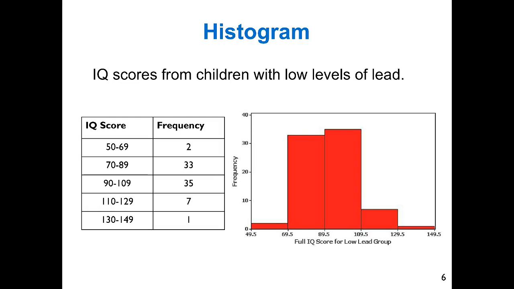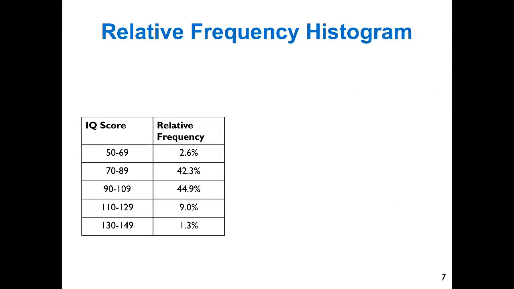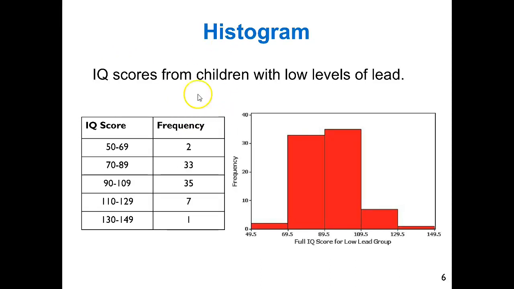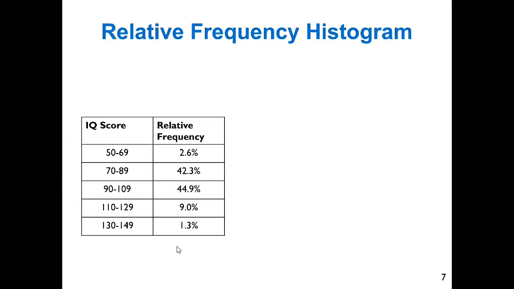Here's another example of a histogram. So here we have the frequency distribution and its corresponding histogram. And if you guys remember from last time, we talked about converting a frequency distribution into a relative frequency distribution. So given this frequency distribution, its relative frequency distribution is here. We can also graph its relative frequency distribution.